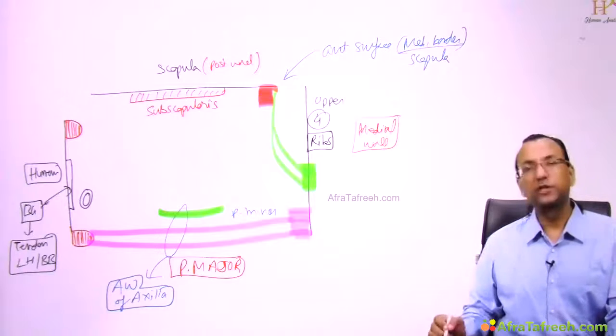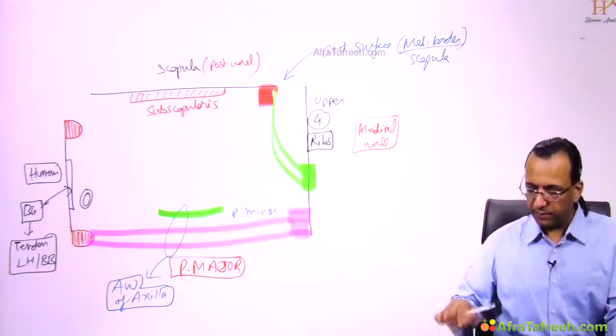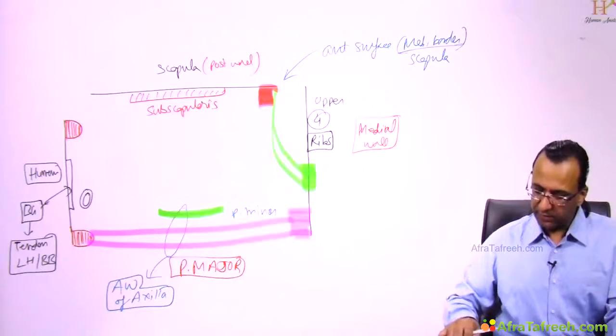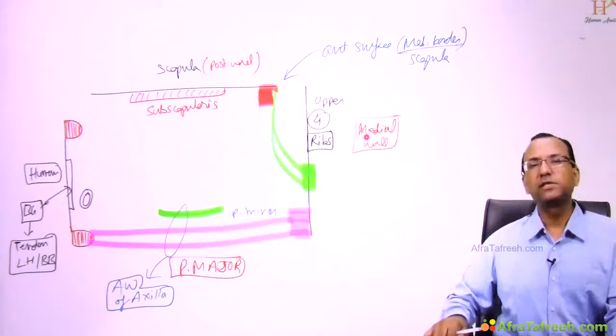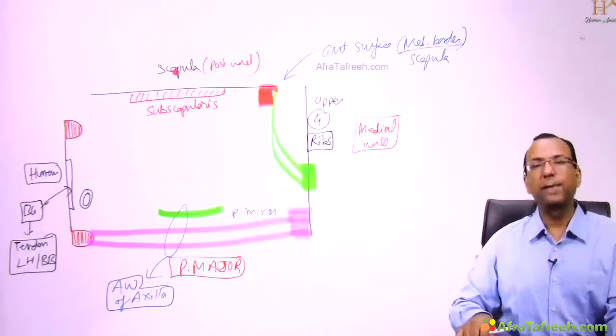That is the origin and insertion of serratus anterior, forming which wall of the axilla? It is forming the medial wall of the axilla. Then which three muscles are there in the posterior wall of the axilla? In the posterior wall of the axilla, you have the scapular bone with three muscles.